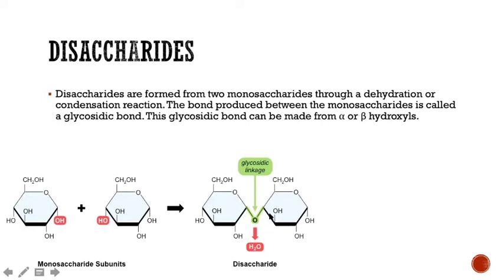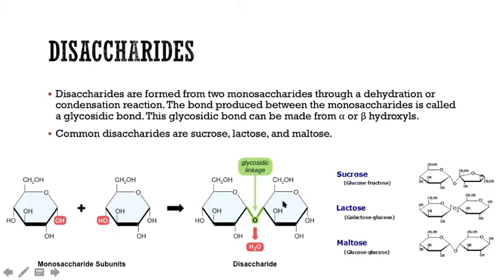So you are dehydrating these sugars, removing the water, which is why it's called dehydration. Or it's a condensation reaction because you're bringing two together and condensing the molecule together. So this bond is called a glycosidic bond or glycosidic linkage, and they can be made from alpha or beta hydroxyls. But like I said, humans can only metabolize these alpha ones. If it was above, we are unable to metabolize those. We don't have any enzymes capable of that.